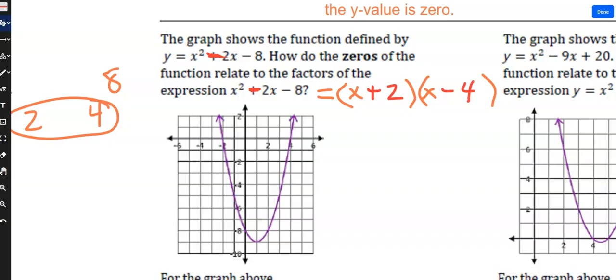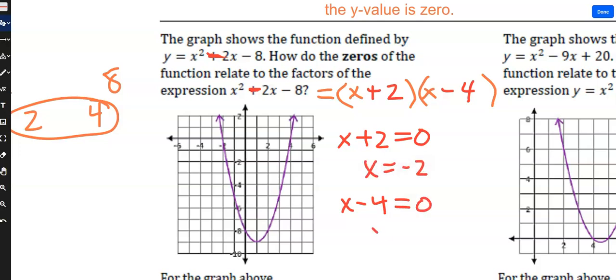Now, how does that relate to the picture? Well, you take the factors and you set them equal to 0 and you solve them. So the first one solves to negative 2 and the second one solves to positive 4. Well, here they are. Positive 4, negative 2. So when we factor it, we can easily see the x-intercepts.